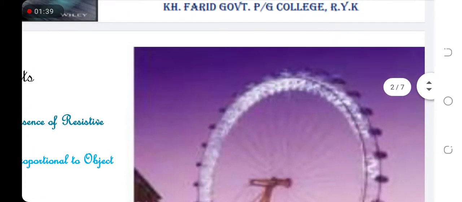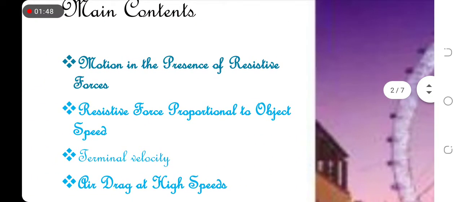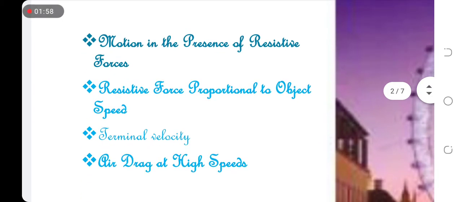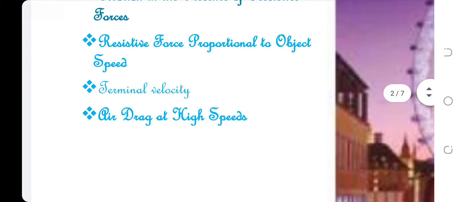Dear students, the title page of this chapter, with a diagram of a merry-go-round, is shown here. This lecture has the main contents: motion in the presence of resistive forces proportional to the object's speed, terminal velocity, and air drag at high speed.